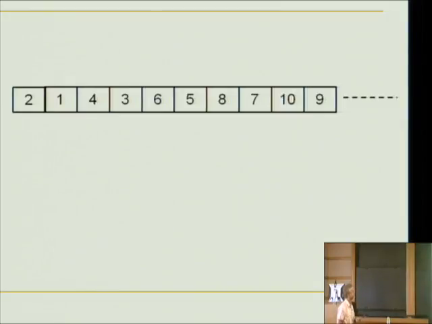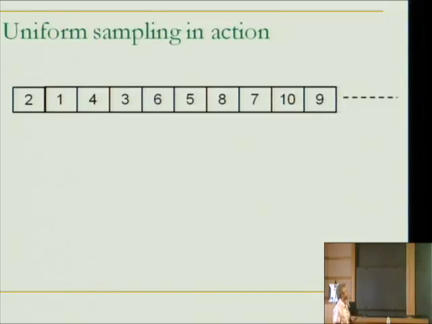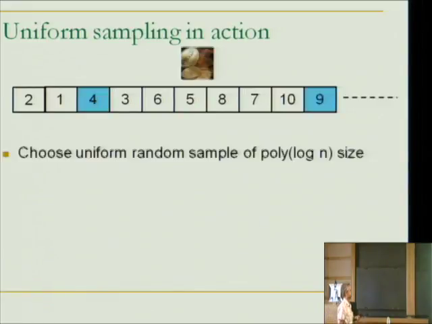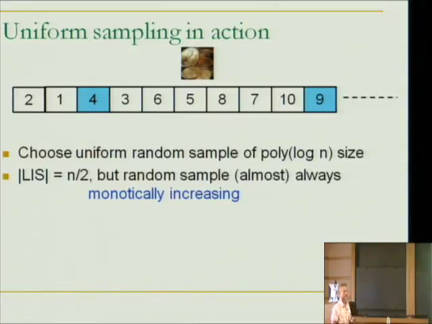Here's an array, and the first thing you try in these problems is to just sample uniformly. So you choose a random uniform sample of polylog n. This particular array is 2, 1, 4, 3, 6, 5, 8, 7. It's just a bunch of transpositions in adjacent places. If you take a random sample, you will never pick two adjacent elements. So what you'll end up seeing is an increasing sequence. The LIS is only n over 2, but a random sample is completely increasing.